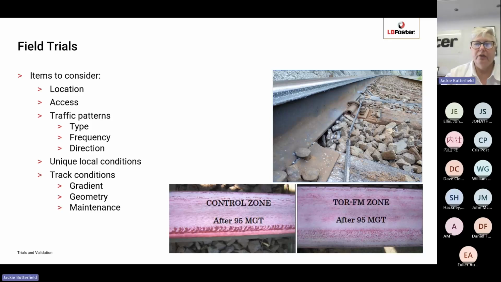Those sort of conditions may have an effect on the measurements that you're going to take. Track conditions are obviously key as well. So what is the track geometry? What's the curvature, the gradient, and also what maintenance regimes are already in operation on that particular railway or railroad? And will this actually influence how often you can get access to the track to take measurements or inspect the equipment?